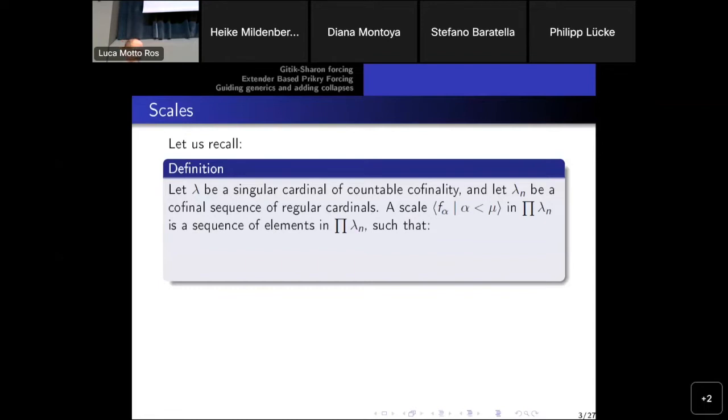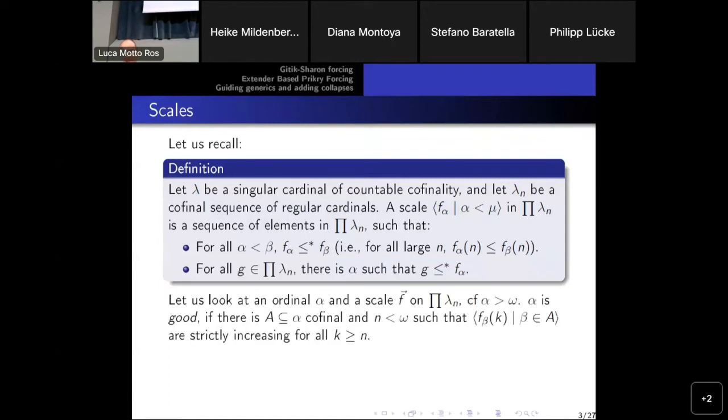Each f alpha is a function on omega such that f alpha of n is a member of lambda n, and it's weakly increasing, meaning that for each alpha less than beta, f beta is, at least on a tail, greater than or equal to f alpha, and it is bounding. So for each element of the product, there is some sufficiently high ordinal alpha such that this element is bounded by f alpha. I'm not assuming that it's strictly increasing, but using those two assumptions we can narrow down our index so that it is strictly increasing.